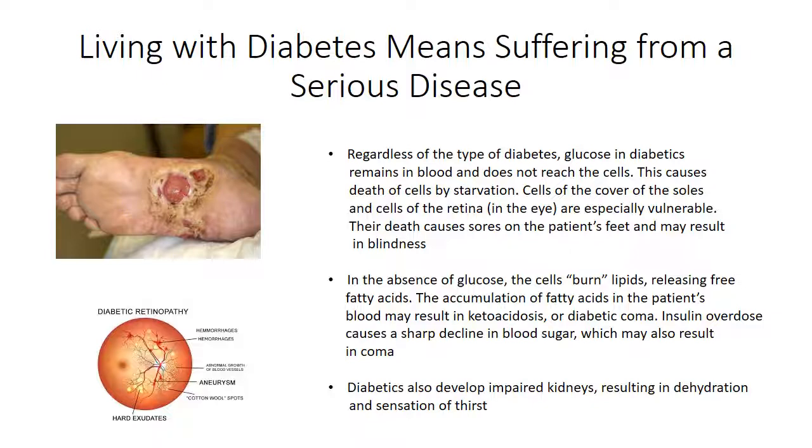Water is lost from the body, and the sensation of thirst, it may seem like it's not a big deal, drink some water and it will go away, but in diabetics it may be so bad that it really tortures them, it torments them, it is constant thirst. So living with diabetes means suffering from a serious disease, regardless of type 1 or type 2.